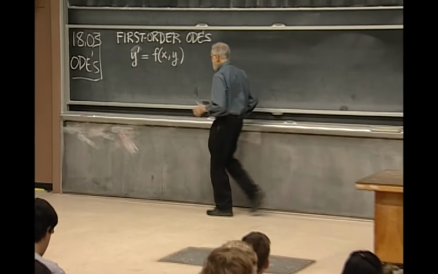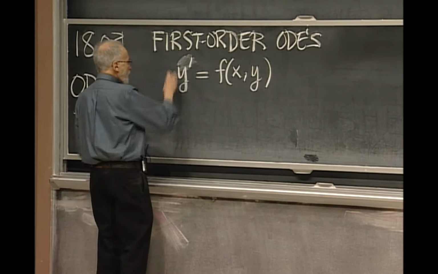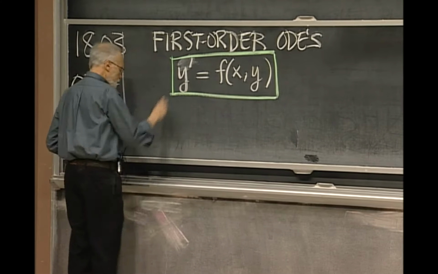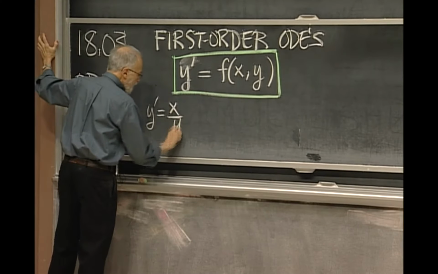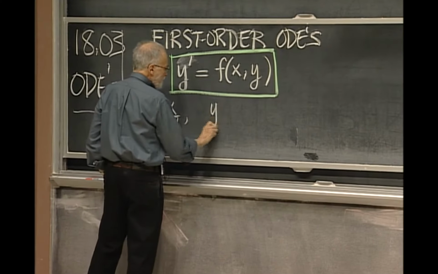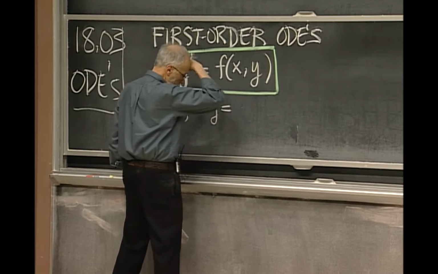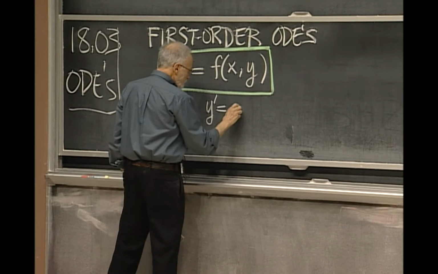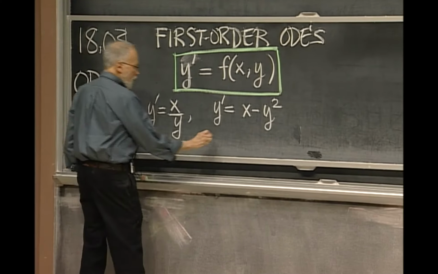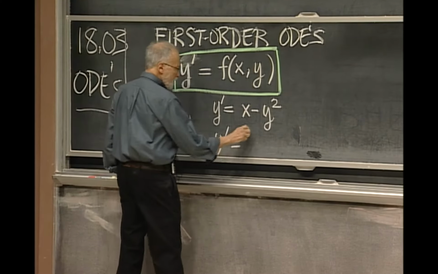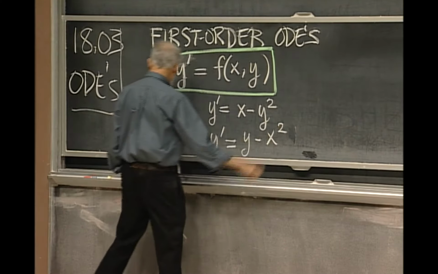So for example, some of the ones that will be considered either today or in the problem set are things like y prime equals x over y. That's pretty simple. The problem set has y prime equals, let's see, x minus y squared. And it also has y prime equals y minus x squared. There are others too.